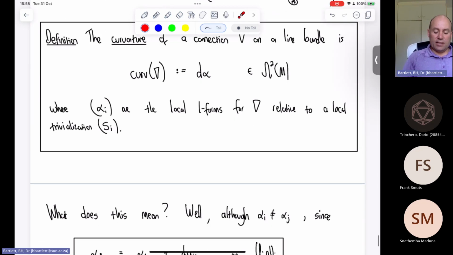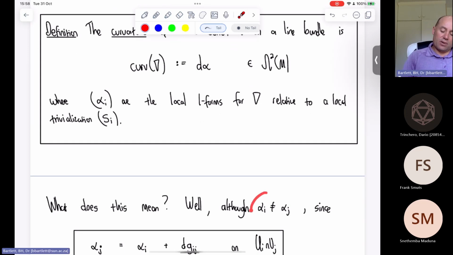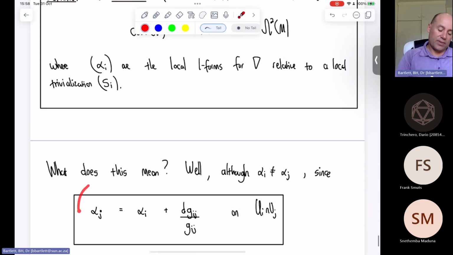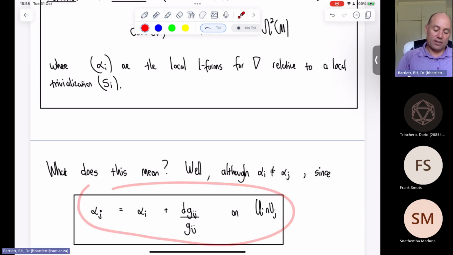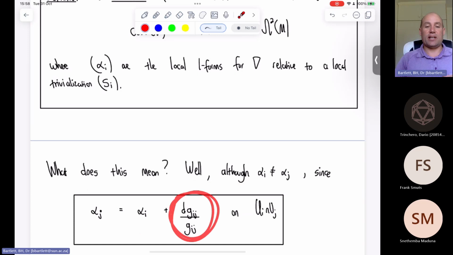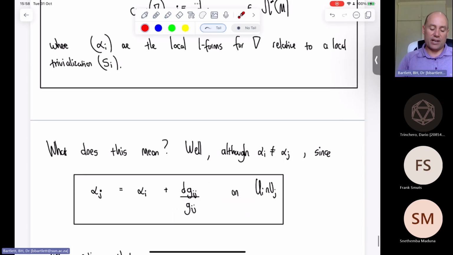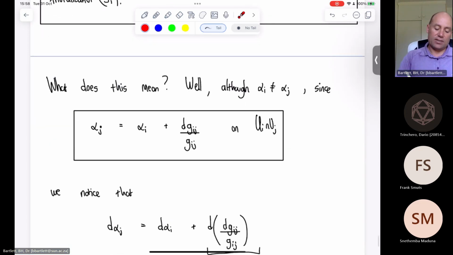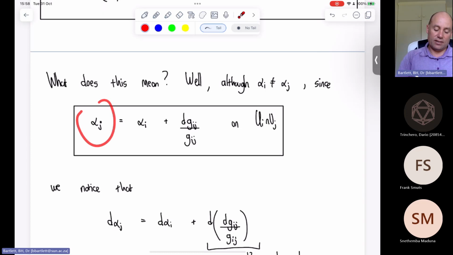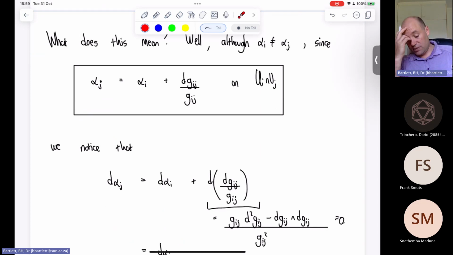So what does this mean? The point is that although these local one forms alpha_i are not equal to each other on the intersection, their derivatives are, because we know that alpha_j equals alpha_i plus something. This tells us that alpha_j is not equal to alpha_i on the intersection because of this term here. But if I calculate d of both sides, then d alpha_j is going to be d alpha_i plus d of this term. And I can use the quotient rule on that, and that's going to give me 0.